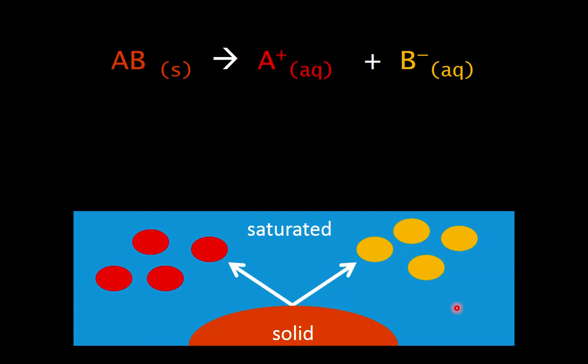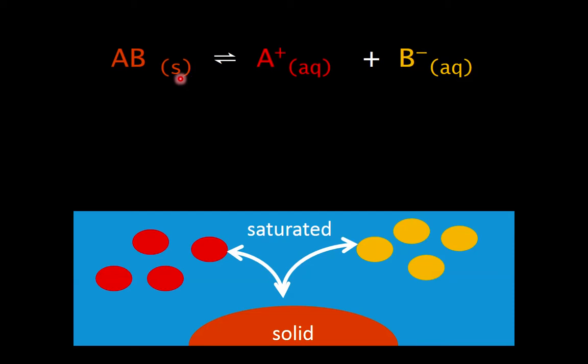As these ions float around, sometimes they will collide with each other and they'll reform the original solid. So that's what's being shown right here. Not only do we have the solid dissolving and becoming ions, we have the reverse happening too. We have the ions coming together to make the solid again. And when the rates of these two processes match up, you have reached equilibrium. So we use an equilibrium arrow here.